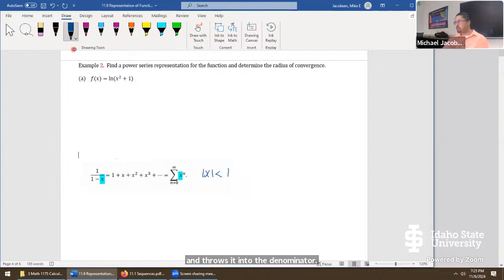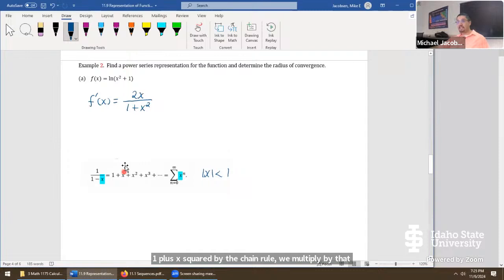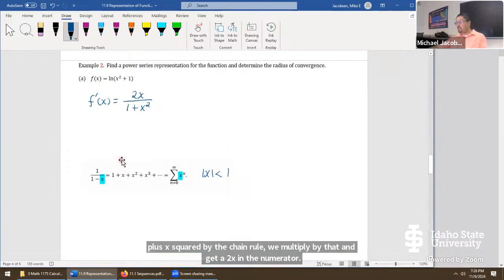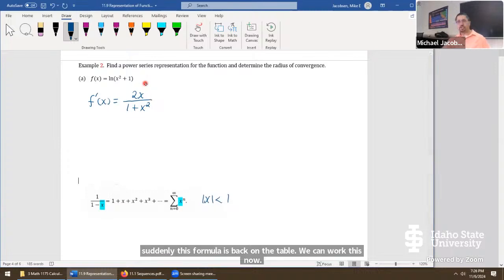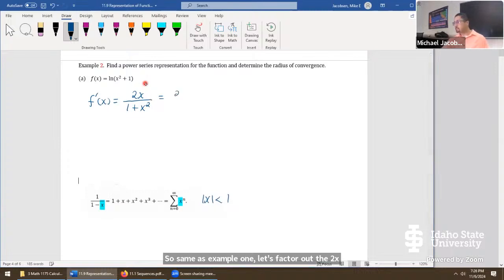Let's write this in blue. F prime of x is 1 plus x squared. By the chain rule, we multiply by that and get a 2x in the numerator. Now, suddenly this formula is back on the table. We can work this now. So same as example 1, let's factor out the 2x. It's going to multiply 1 over 1 minus negative x squared.